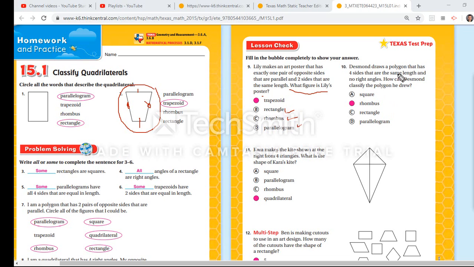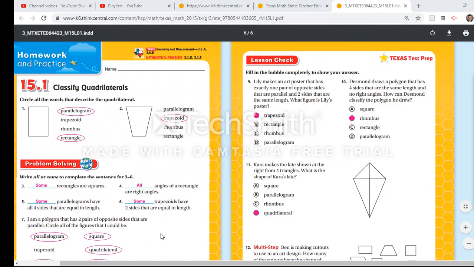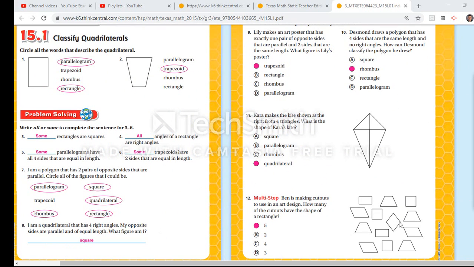Desmond draws a polygon that has four sides that are the same length and no right angles. That's the key right here. It has no right angles, and that would be your rhombus. That would be your rhombus. Okay, I'm trying to draw it. Okay, your rhombus does not have four right angles, but that's not a very good rhombus. Let's see, we have a picture here. Okay, this is a rhombus right here. No right angles, but all four sides are the same length.